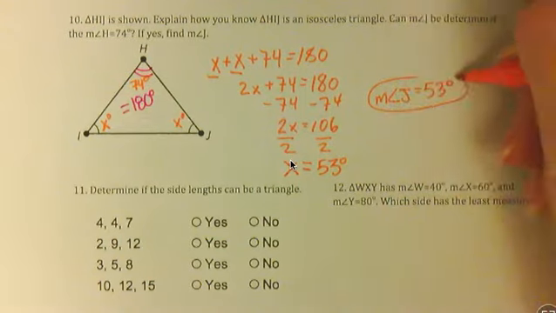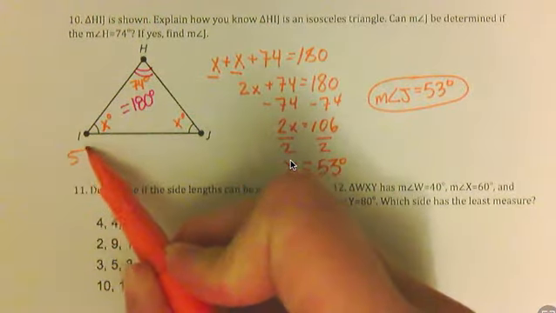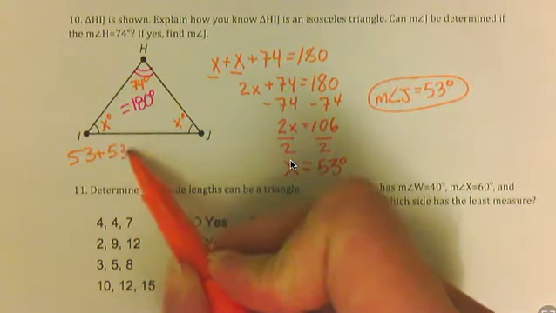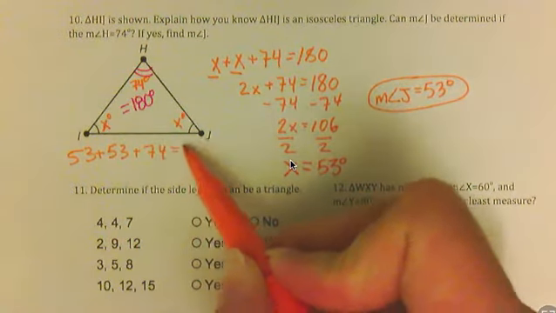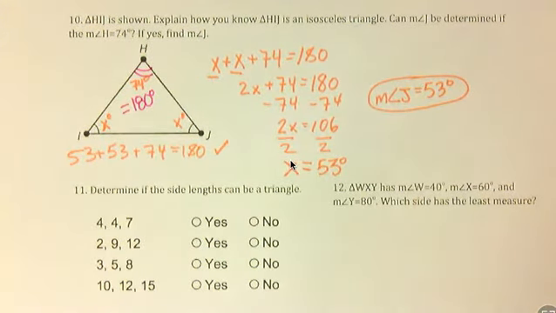You can check this work to make sure it's right by 53 plus 53 plus 74 equals 180. And it does. You can just type that into your calculator. You don't have to do anything fancy with it.